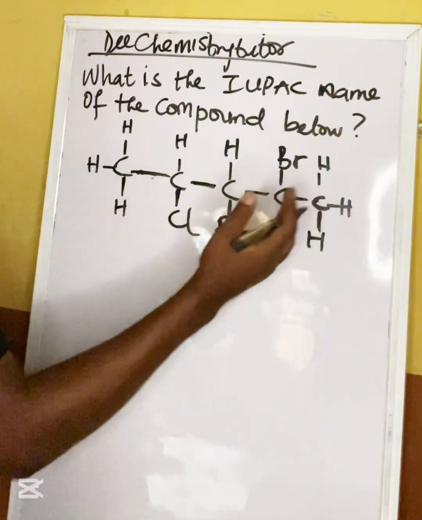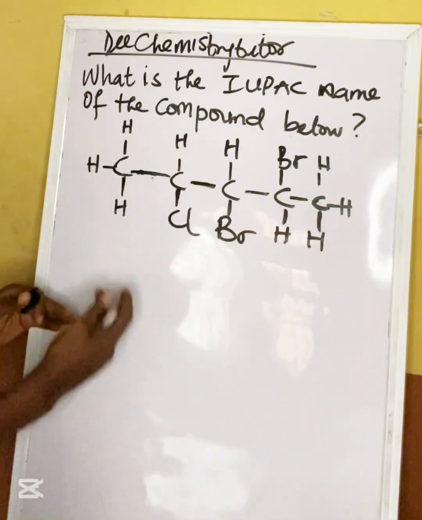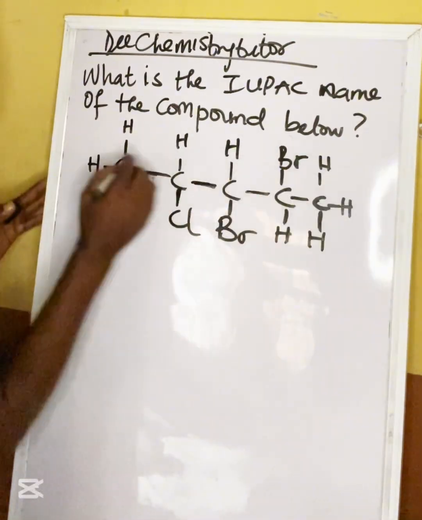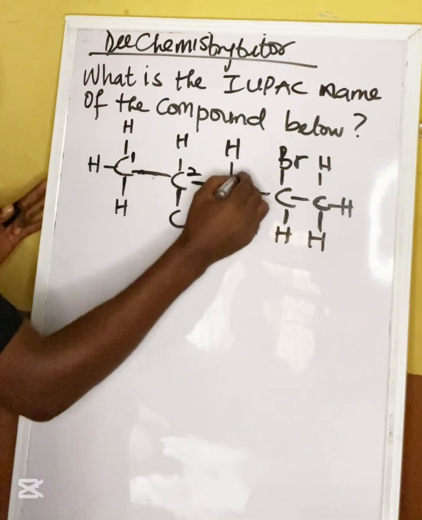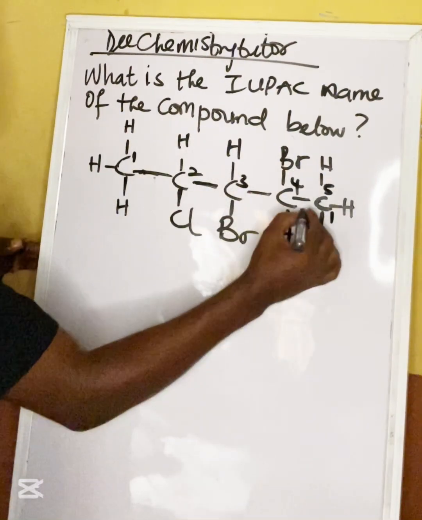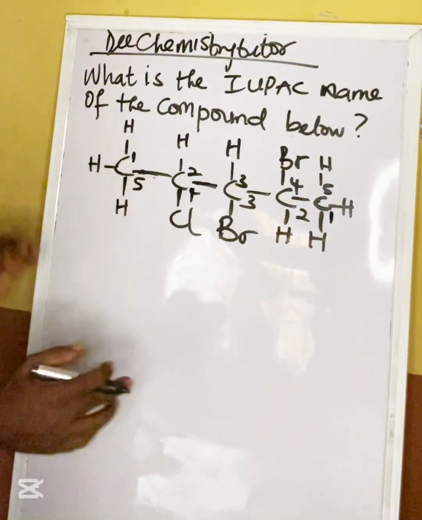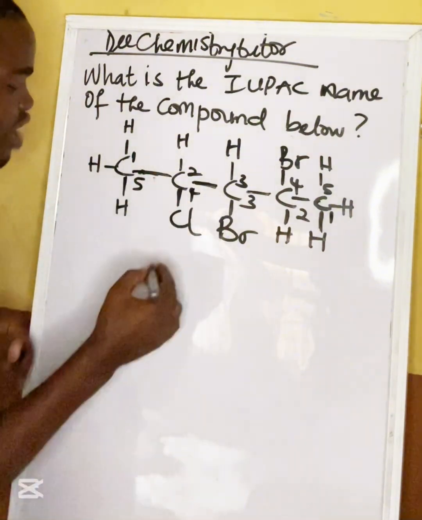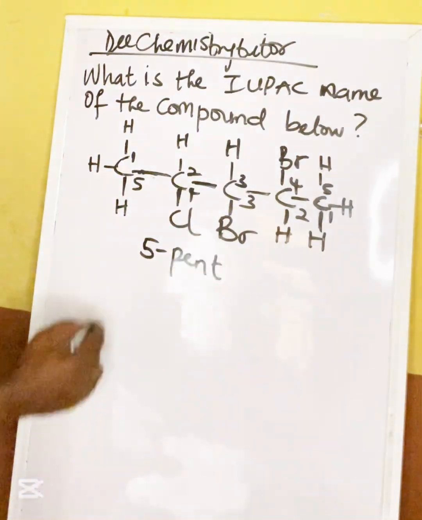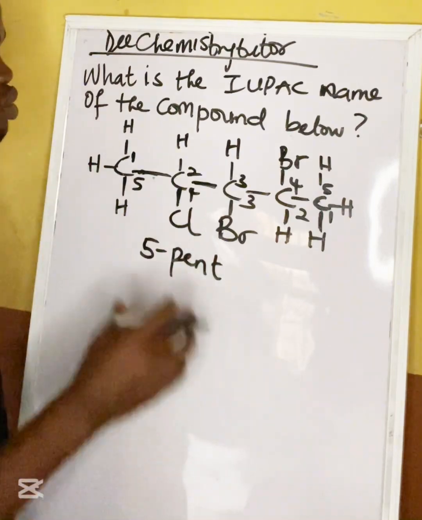The first thing you want to check is what is the longest possible carbon chain. You can either name it this way or arrange it this way. If I'm going this way, this is 1, 2, 3, 4, 5. If I'm going this way, this is 1, 2, 3, 4, 5. That means the longest carbon chain I can get is 5. Because it is 5, we name it Pent.